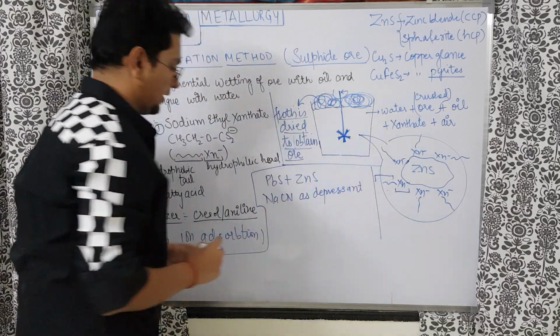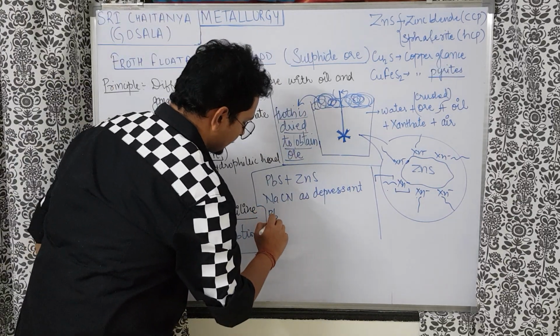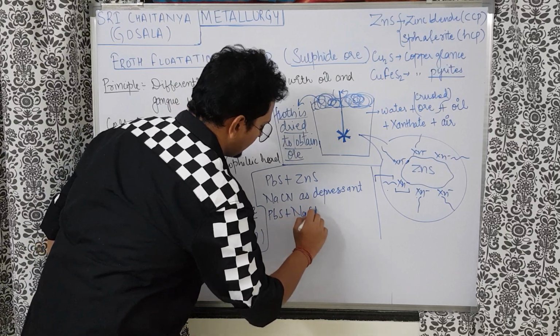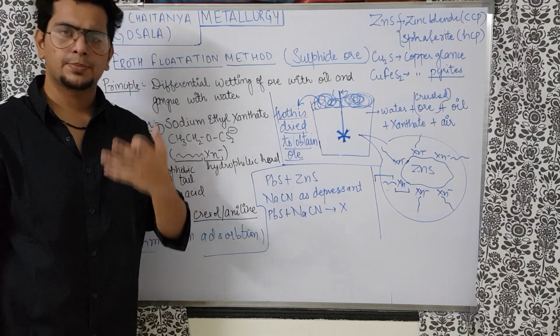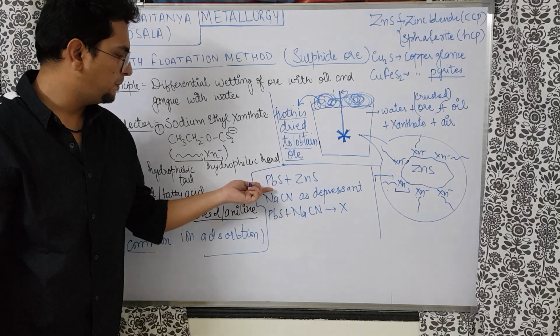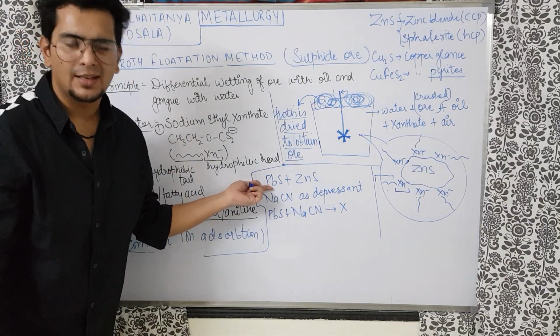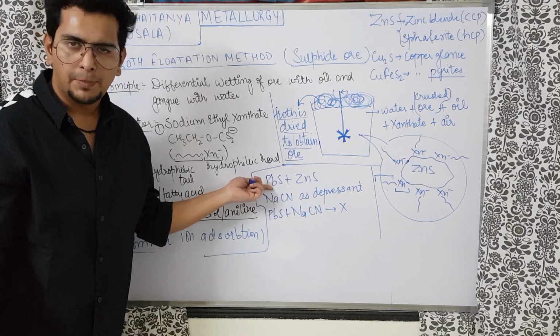How? Simple here. What will happen? With PbS, NaCN does not react. Why? I think you are very much expert in the d and f block. You will understand Pb is from p block element. He does not like forming complex compounds.